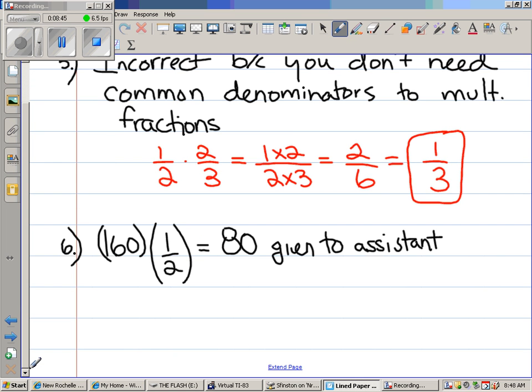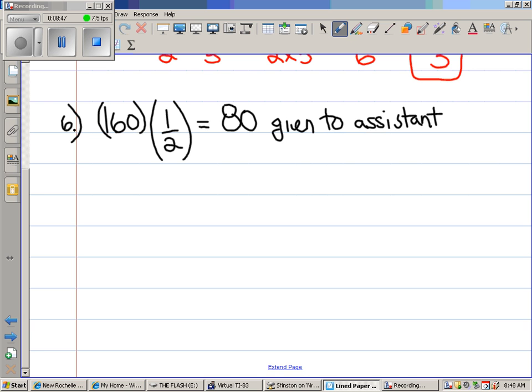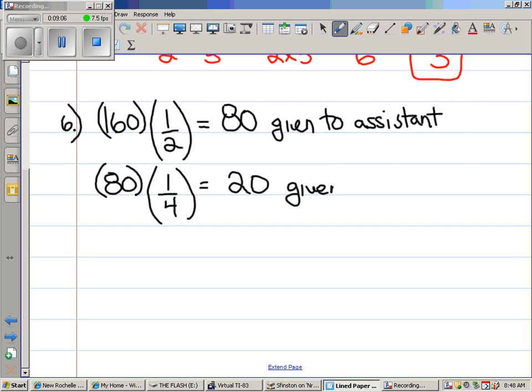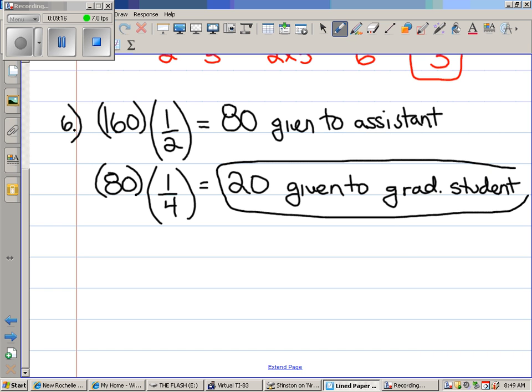Eighty exams. And then his assistant was like, no, I have too much work to do. I got to give some of these away and make somebody else do the work, right? Of the 80 exams the assistant got, she gave 1/4 of those to a grad student. How much is 1/4 of 80? 20. 20 given to the grad student. And there's our answer. So you see I did it in steps here.